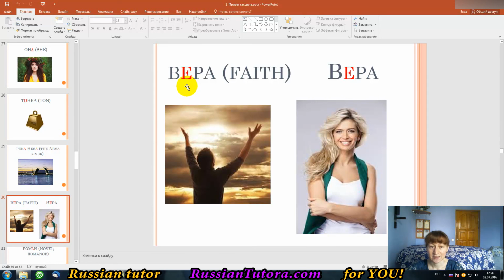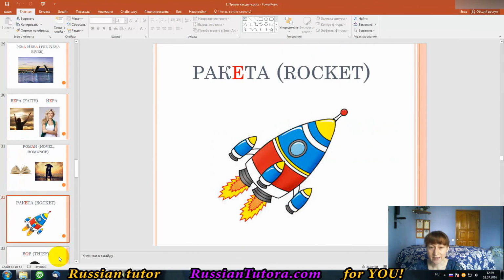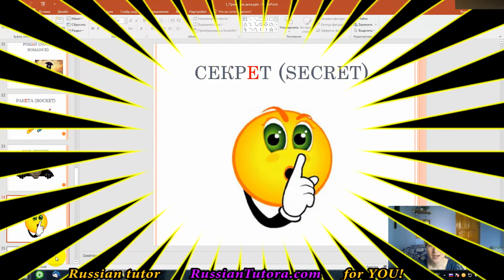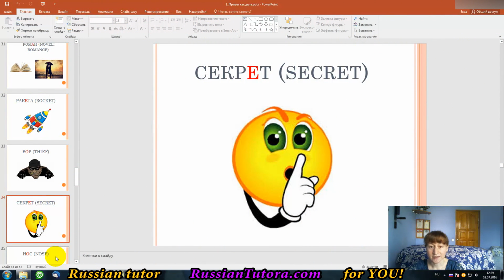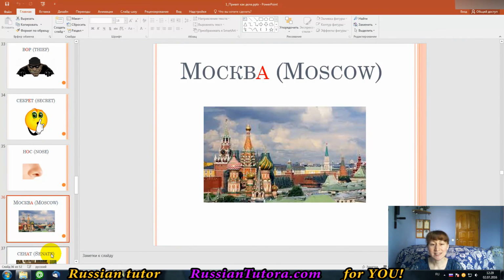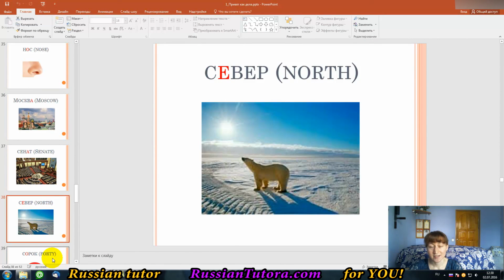Вера. Vera is a Russian woman's name, and it means faith. The next one is Роман. Ракета. Вор. Секрет. Нос. Москва. Сенат. Север.